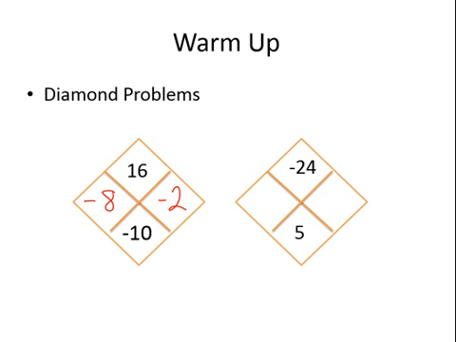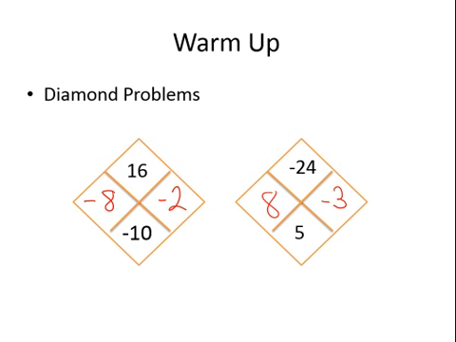The next one, we get a negative 24. Multiplied gets you a negative 24, but added gets you a positive 5. That would get us an 8 and a negative 3. Okay, so those would be our two numbers that we would have for our answers to fill out these diamond problems.